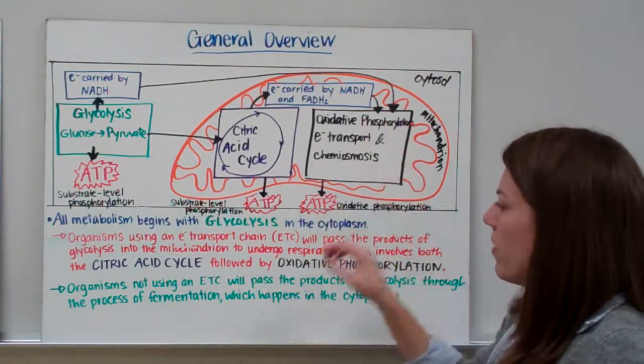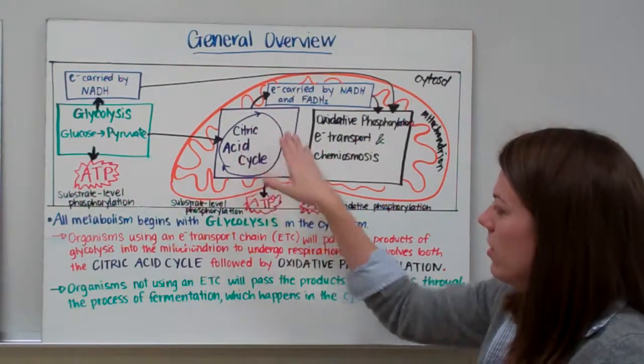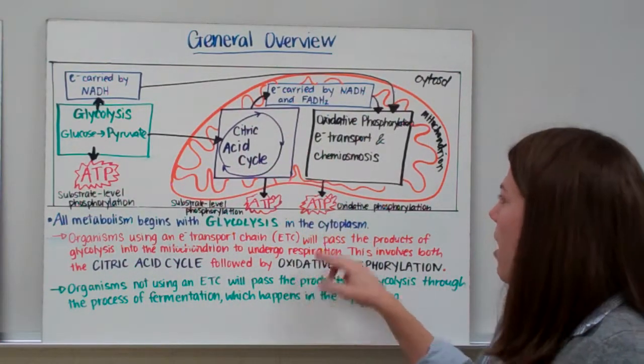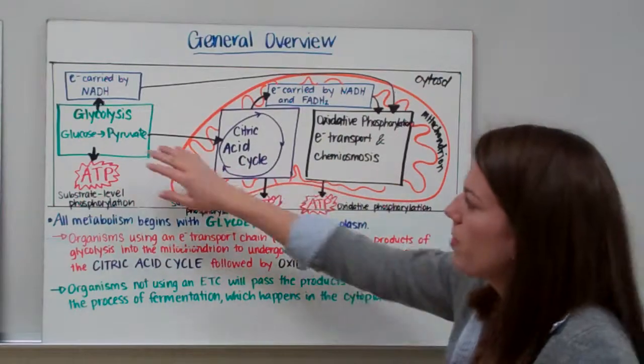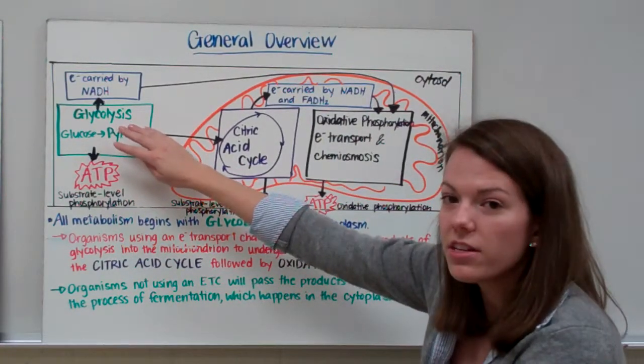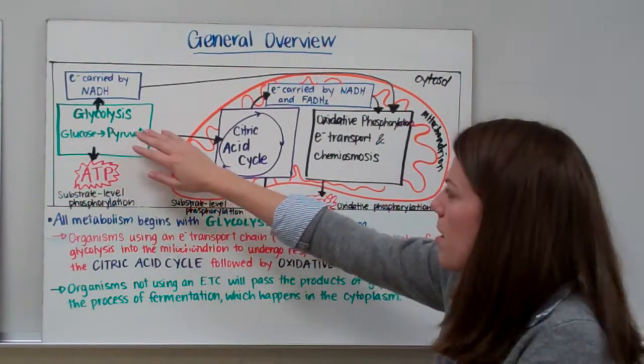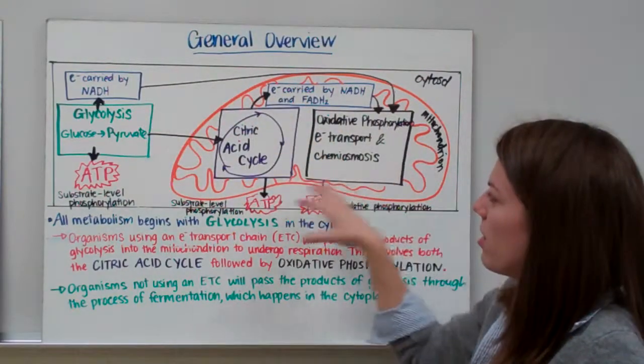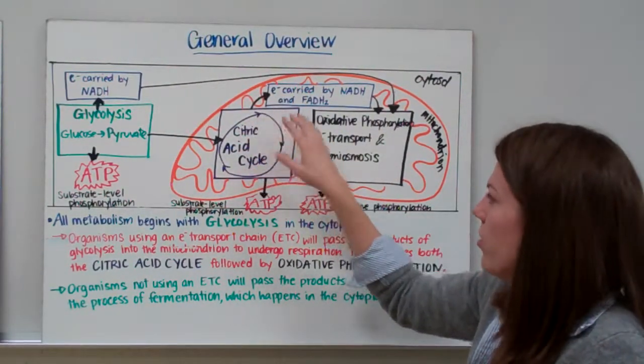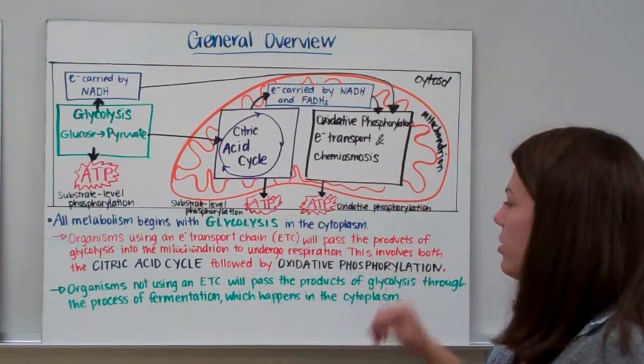So respiration involves both the citric acid cycle and then it's followed by oxidative phosphorylation. So the products of glycolysis, if there is an electron transport chain present, those products pass to the mitochondrion, enter the citric acid cycle, and then go through oxidative phosphorylation.